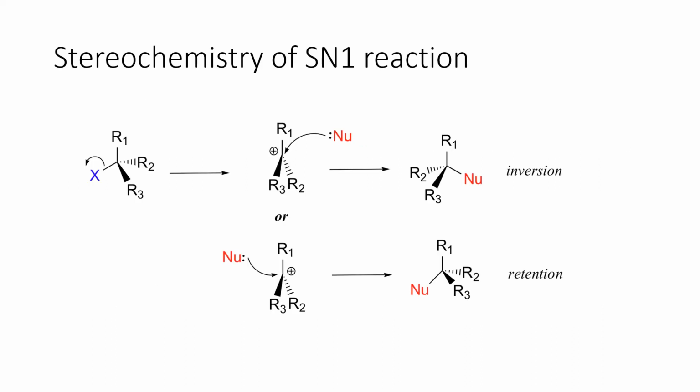This is because as a result of expulsion of the nucleophile, we get a planar carbocation. There is equal probability of approach of the nucleophile from both sides. As a result, there is equal probability of formation of product having inverted configuration as well as retained configuration. And since there is equal probability, that leads to an equimolar mixture of both optical isomers, and that leads to racemization.